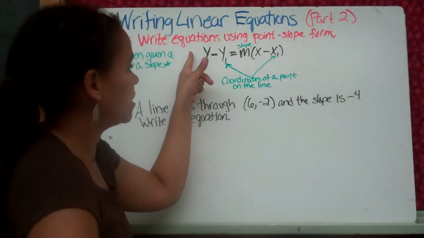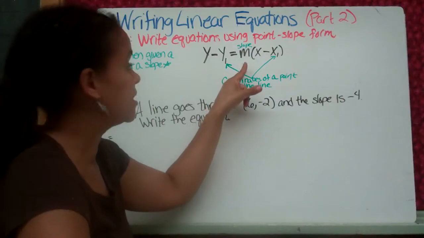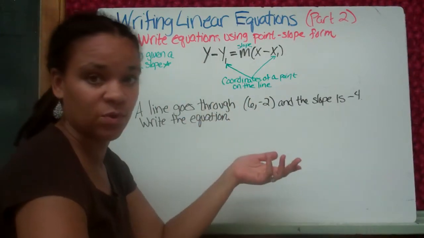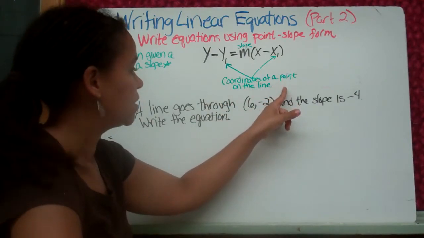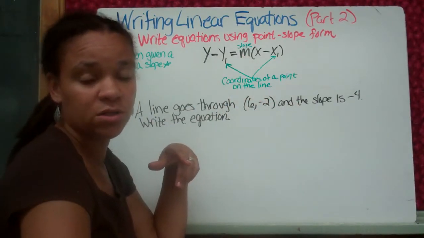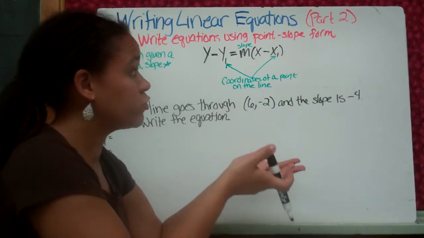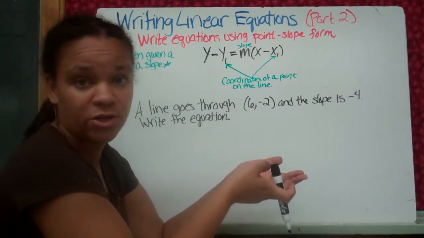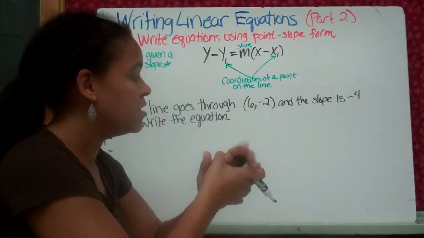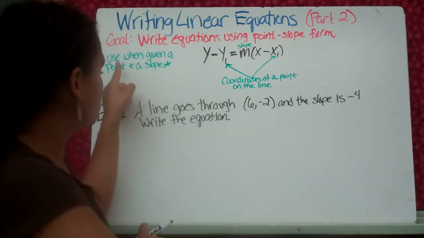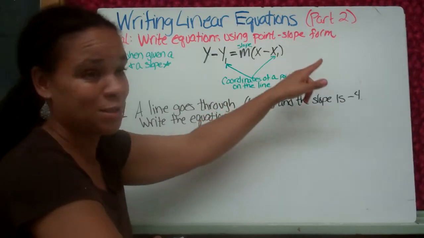So today we're going to be using point-slope form, which is y minus y1 is equal to m times x minus x1. So x1 and y1 are still coordinates of a point on the line, and m is still our slope. So this is just a different form or a different method or strategy for writing equations. We still want to get it in slope-intercept form, but this is just one way that can help us get there. We usually use this when you're given a point and a slope, hence the name point-slope form.